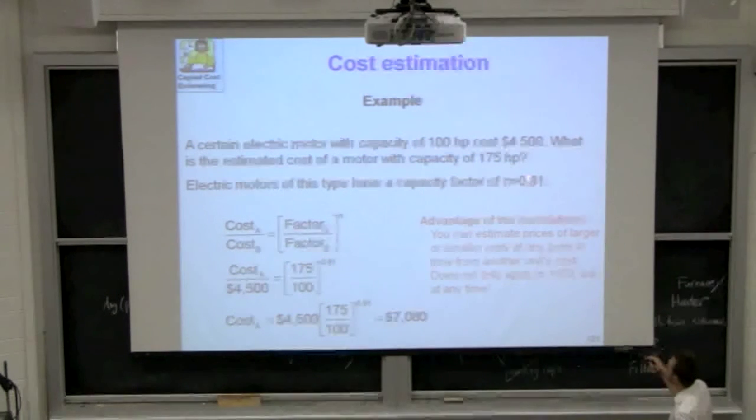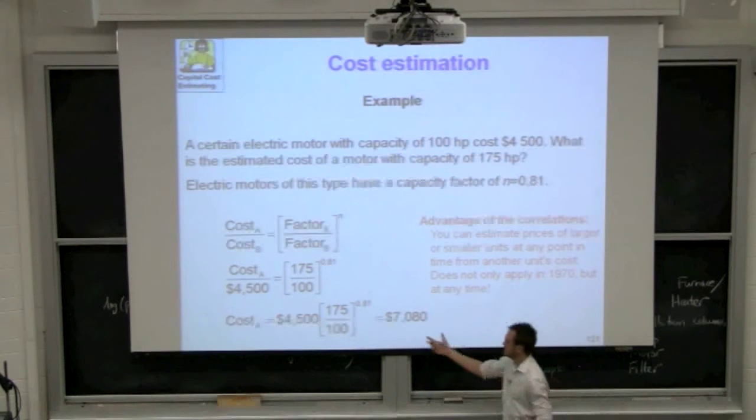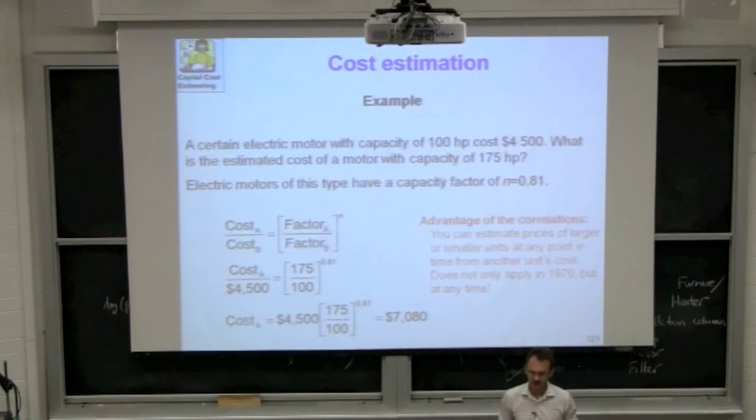The exponent for electric motors is 0.81. We'll look that up on tables. I'll show you one of those tables in Wednesday's class. And if we ratio those factors, the horsepower and horsepower units cancel out. So this is a dimensionless number raised to the power 0.81. And we get a new cost of $7,084 for that motor.